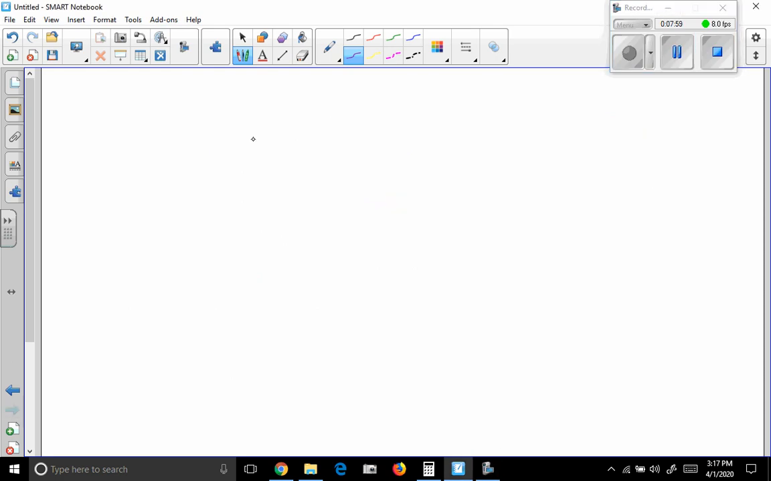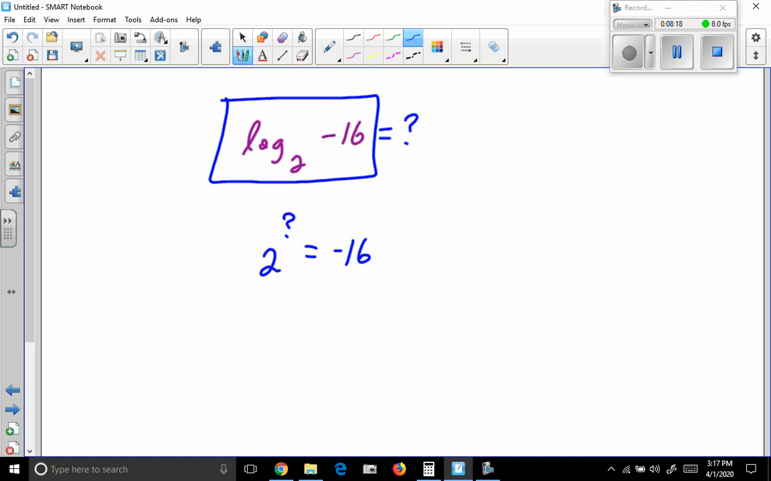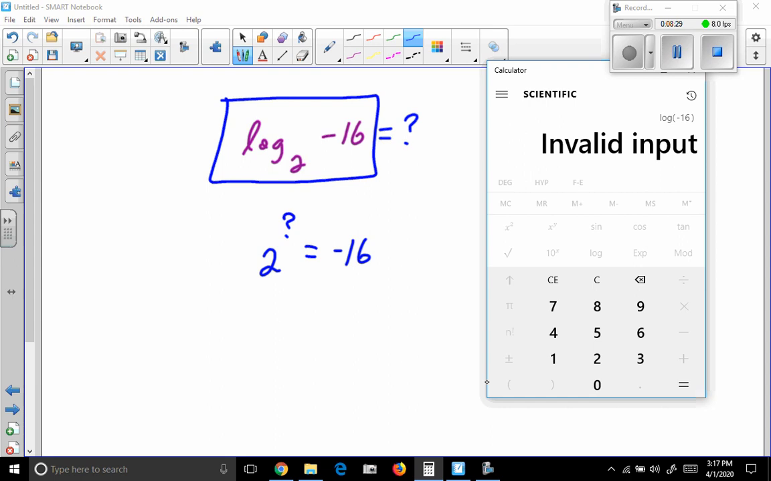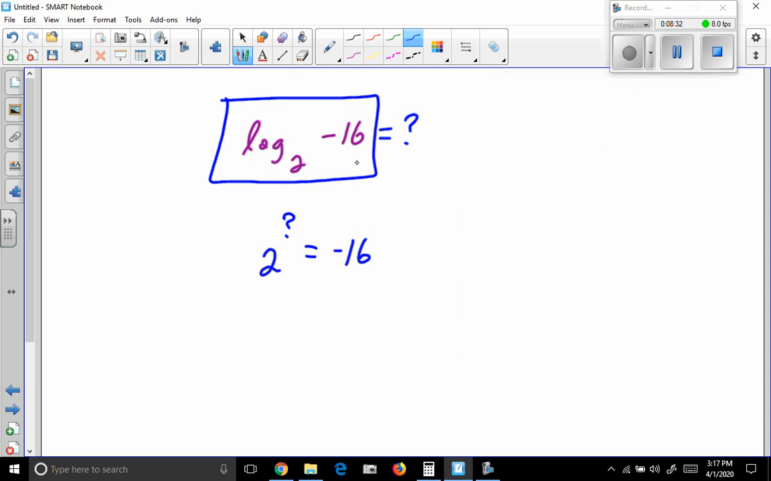Let's look at one more. Let's look at log base 2 of negative 16, and let's try to find the answer to this. So we're asking, what power of 2 makes negative 16? Now, with the change of base formula, we can just simply type that into our calculator. If we do that, we would take log of negative 16, and wait a minute, we can't do that. So we can't even divide it by log of 2, because when we take log of negative 16, we have a problem. So let's see why.